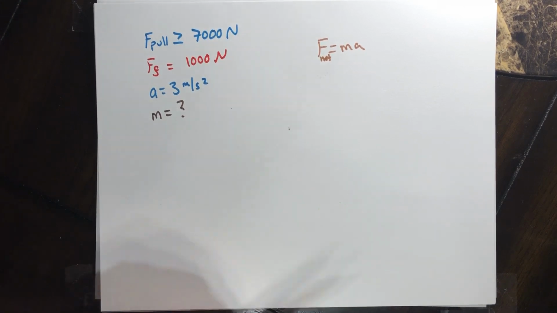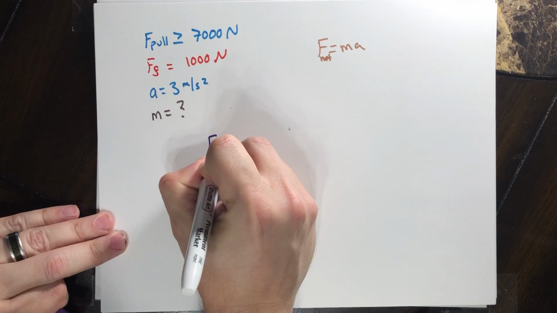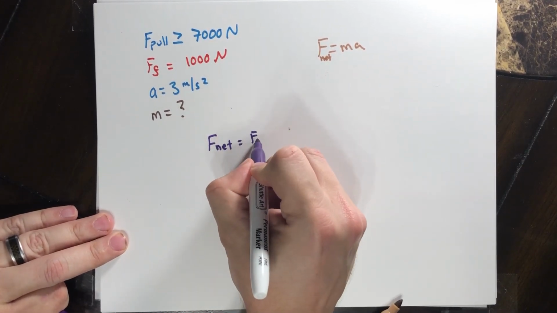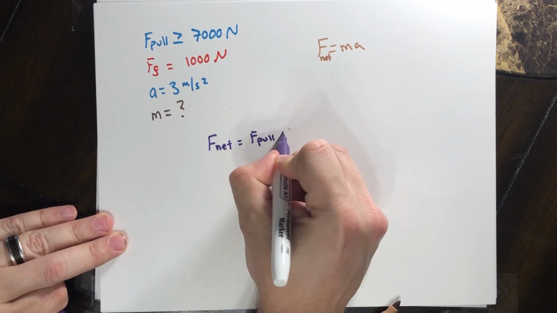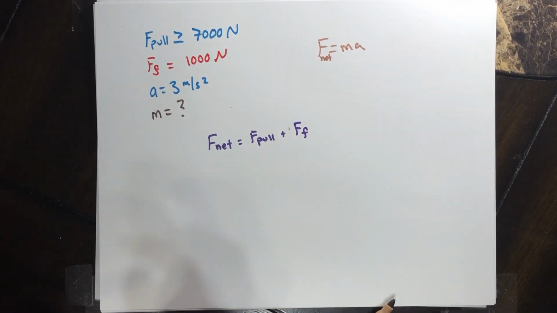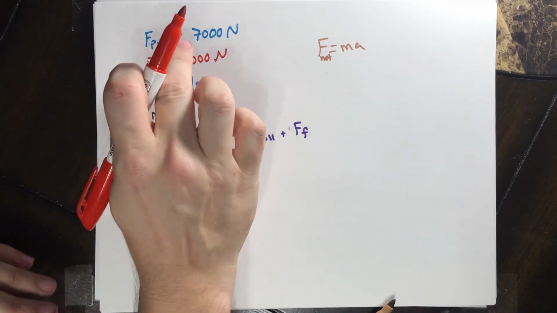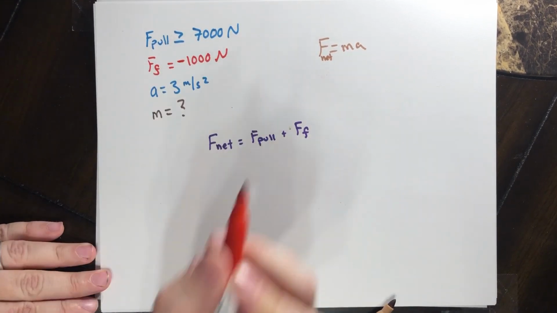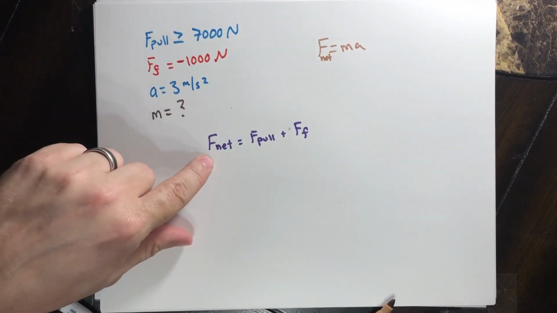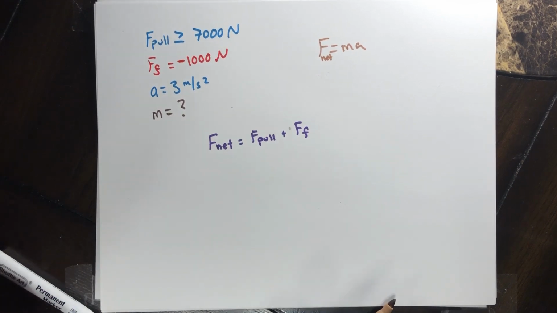So we know that net force is the sum of our individual forces. In this case, we have F pull and force due to friction. Again, if one's positive, which we're calling F pull positive, our frictional force has to be negative because it's always going to pull in the opposite direction. So we can leave it like that for a second. We'll just leave F net.